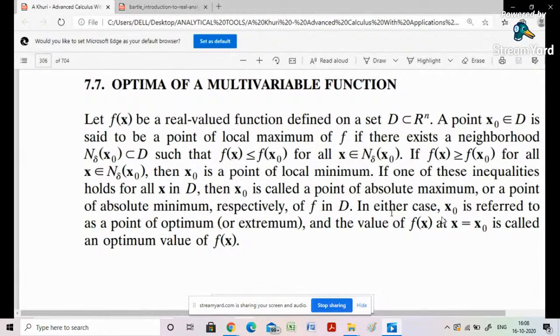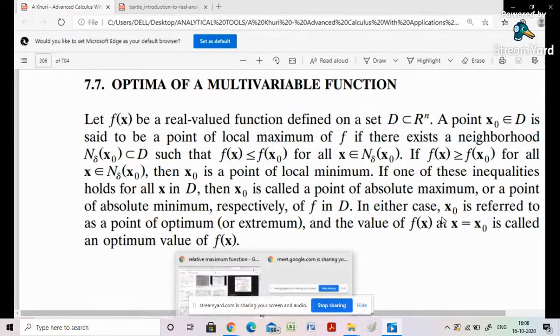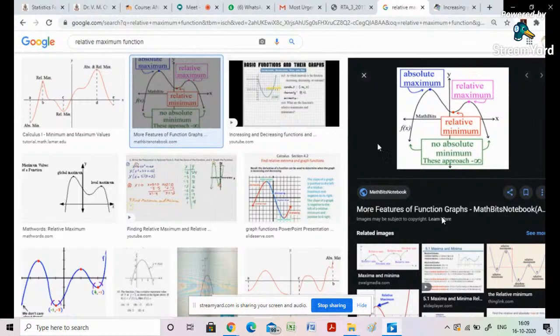What is stated here? Let f of x be a real valued function defined on a set D, a subset of R^n. A point x naught belongs to D is said to be a point of local maximum if there exists a neighborhood N delta of x naught, a subset of D, such that f of x is less than or equal to f of x naught. That is, in that smaller region, in that neighborhood, f of x naught is maximum.